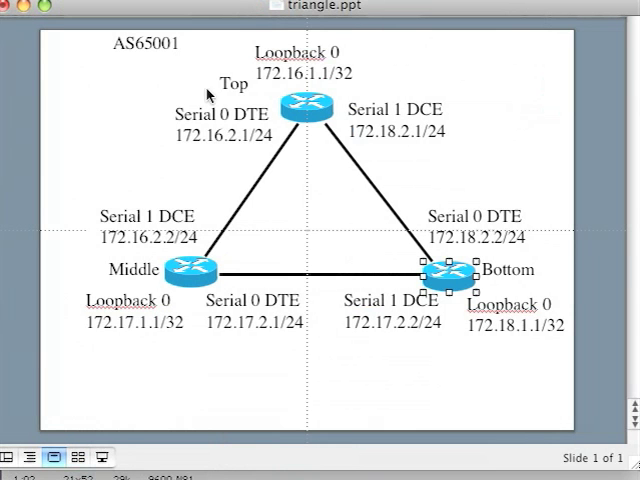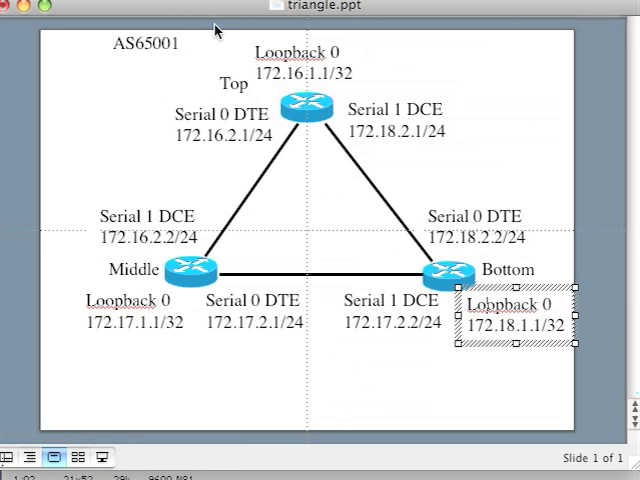BGP was able to reroute successfully because the loopbacks still need to talk to each other and because my iBGP session is running on the loopbacks. A loopback is a logical interface. It never physically goes down, so it has higher reliability than any physical IP address on any physical interface. So that is why you run iBGP on loopbacks.